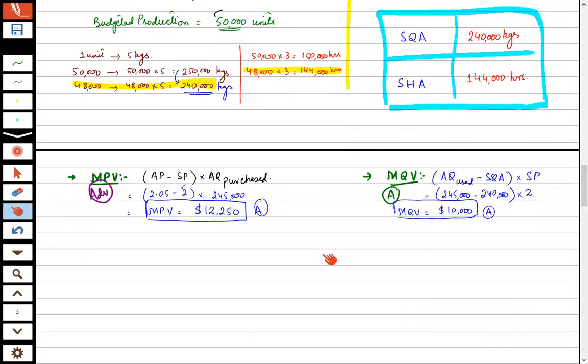Now the combined material price variance and the material quantity variance will be referred as material cost variance. That is MCV. Material cost variance is equals to material price variance plus material quantity variance. Since both are adverse, so they will both be added, just like debit, debit, credit, credit. So 12,250 plus 10,000. So overall material cost variance would be adverse, and it would be worked out to be $22,250.